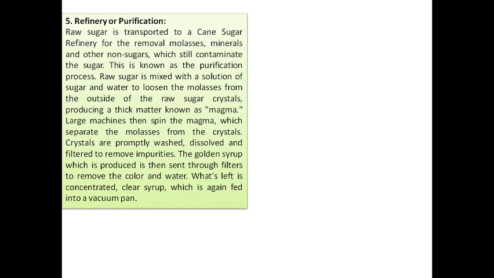Now the next step is refinery or purification. The sugar is now sent to the refineries, where further processing of the sugar is done. Raw sugar is transported to a cane sugar refinery for the removal of the molasses. Here, this raw sugar which we get from the sugarcane mills is sent to the sugarcane refineries for the removal of the molasses.